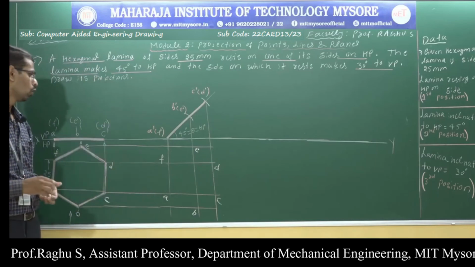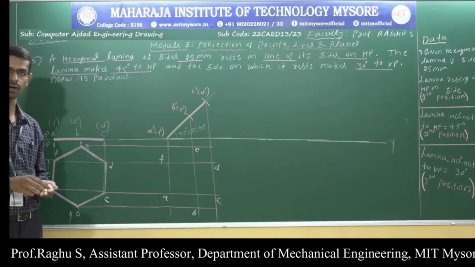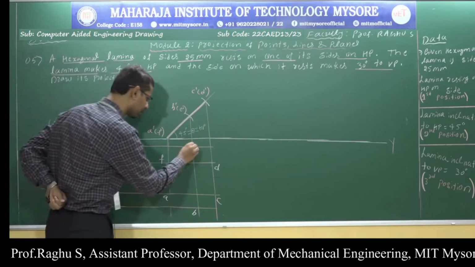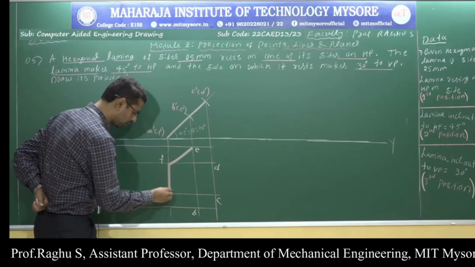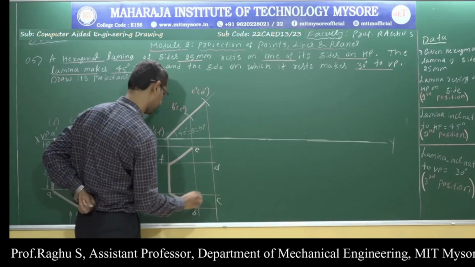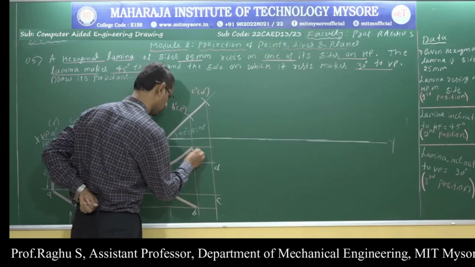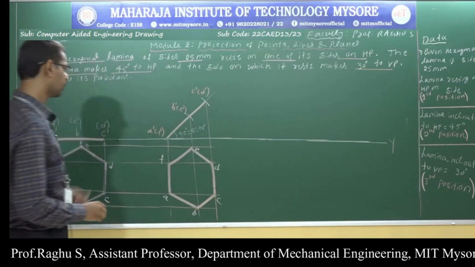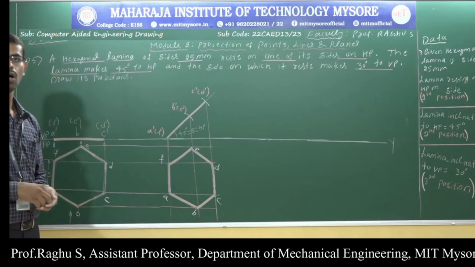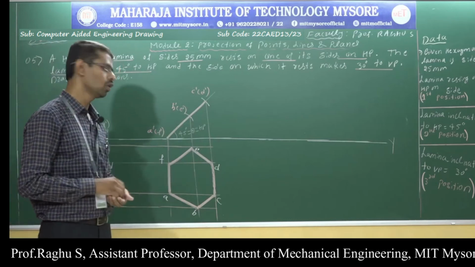Now connect all 6 corners. So we will get the hexagonal lamina using dark lines. So I have got the second position, front view.